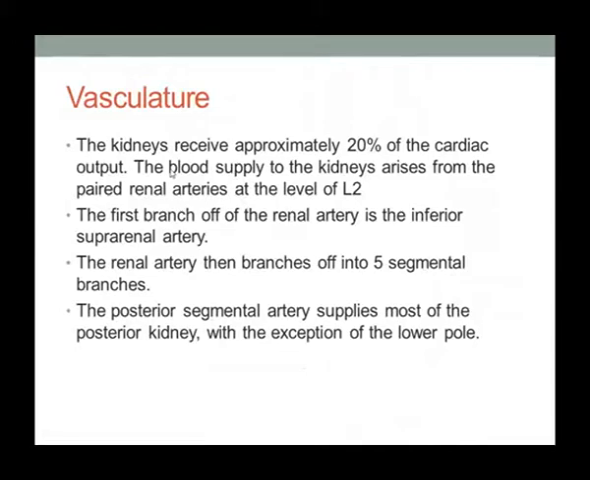And as you know, the kidney gets 20% of the cardiac output, and the renal arteries are located at the lumbar 2 vertebra. The first branch of the renal artery is the inferior suprarenal artery, then it divides into 5 segmental arteries, which again divide into anterior and posterior branches. The posterior segmental artery supplies most of the posterior kidney.